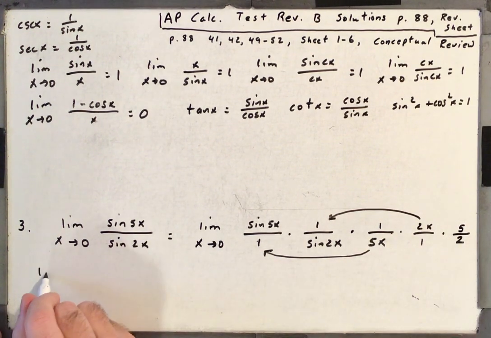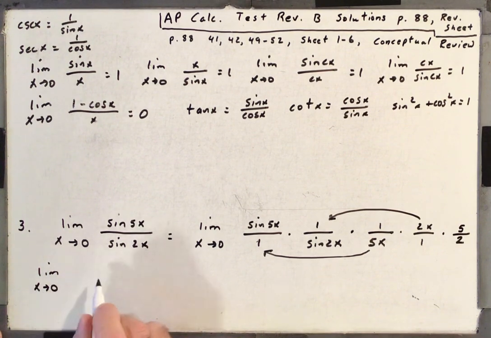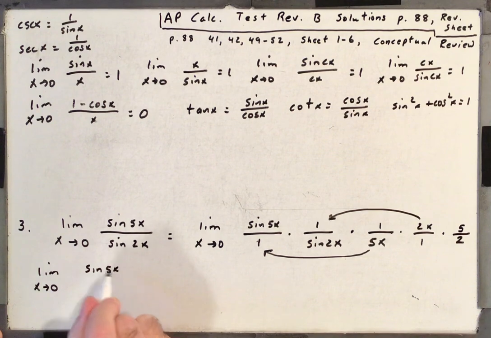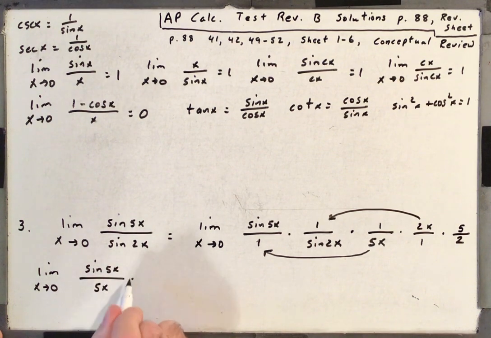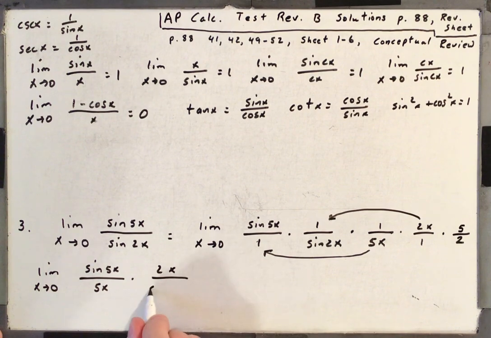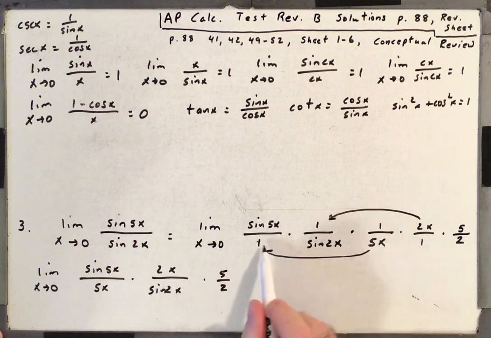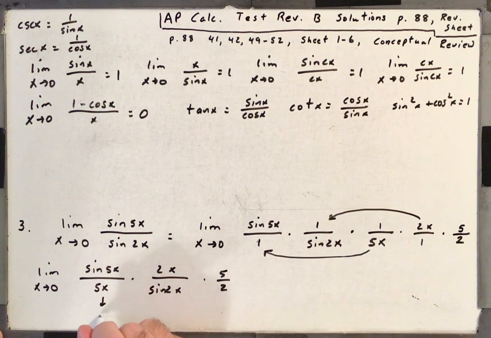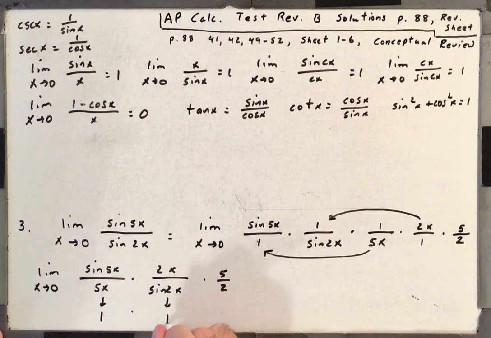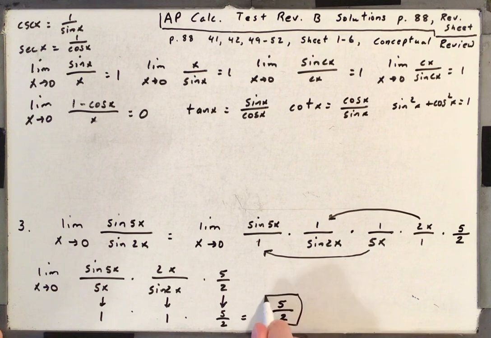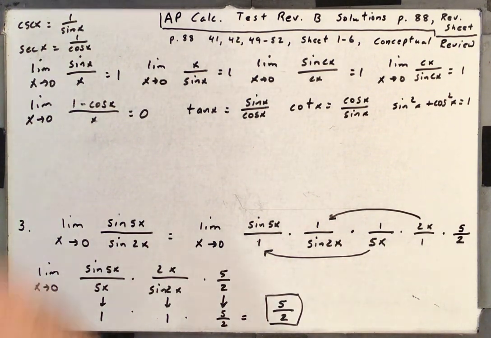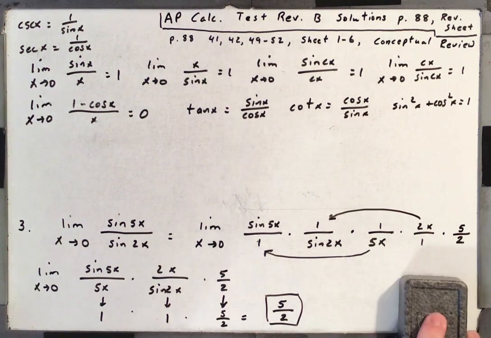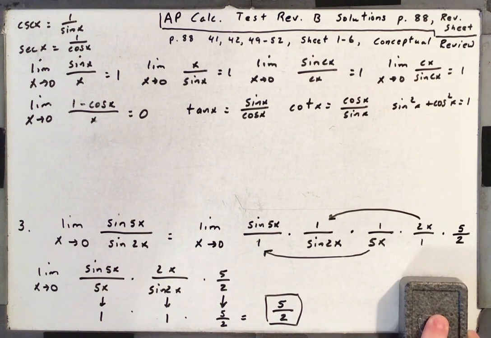Okay, so now I'm going to rewrite it as the limit as x approaches 0 of sine 5x over 5x times 2x over sine 2x times 5/2. That's all we did. And that's the exact same equation. Well, that's 1. That's 1. The limit of a constant is the constant, so that's 5/2. So the answer is 5/2. Beautiful. I love these. We are manipulating math to do our bidding here. All right.